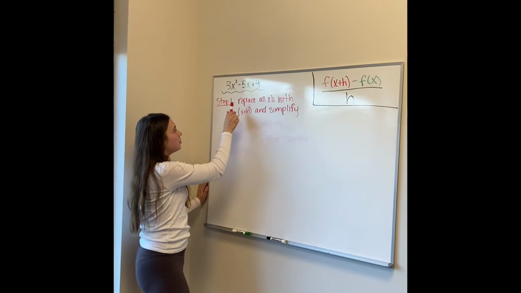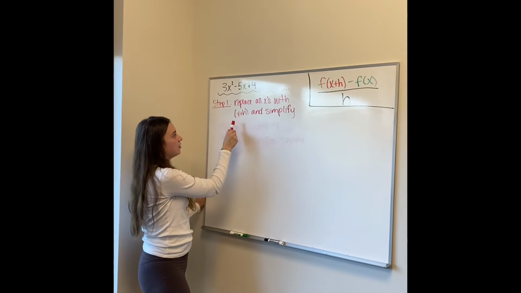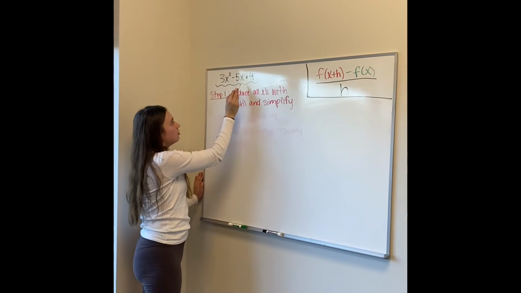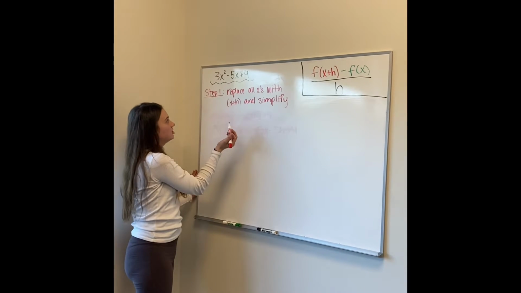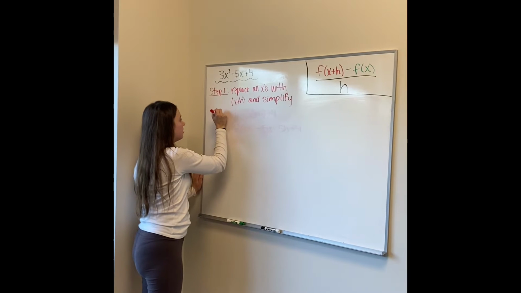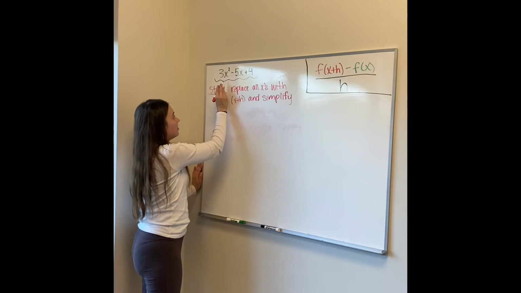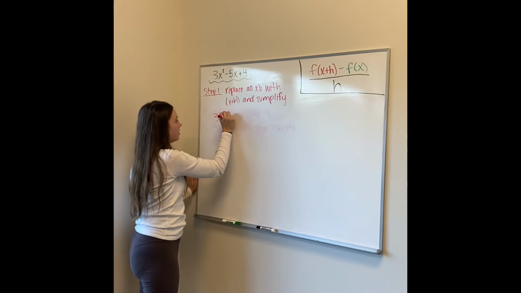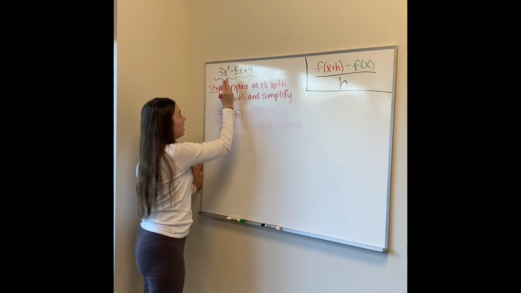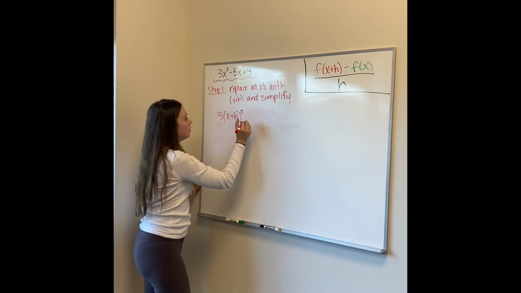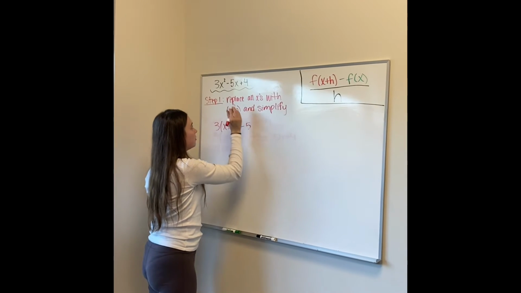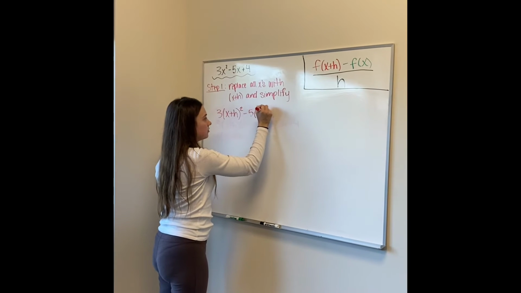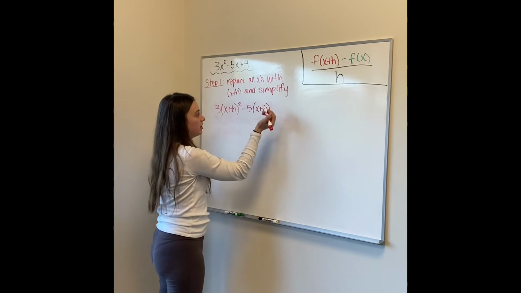So for step 1, we're going to replace all the x's with x plus h and simplify. So we're going to be taking these x's in the equation and just putting x plus h into them. So bringing that down, it's going to be 3, and then replacing that x with x plus h is going to be 3 times x plus h, and then that's squared, minus 5, and replacing that x with x plus h again, and then you're just going to bring down 4.